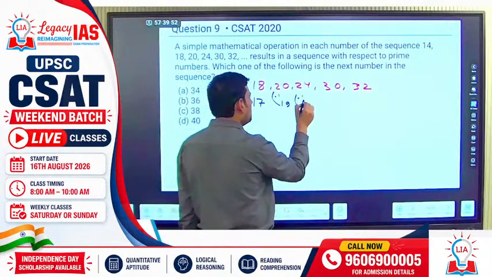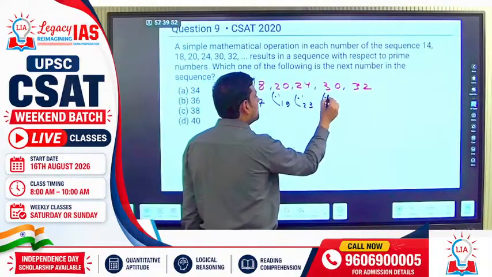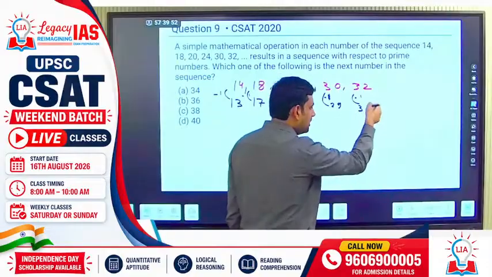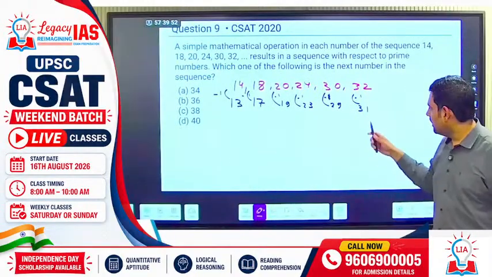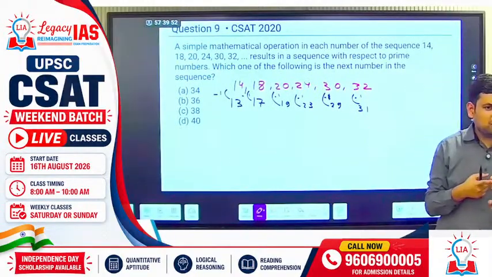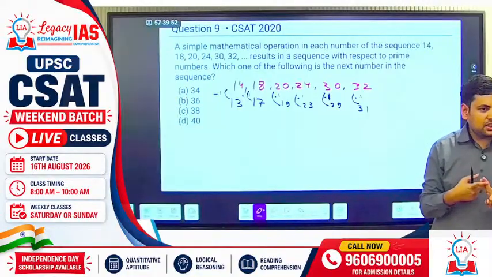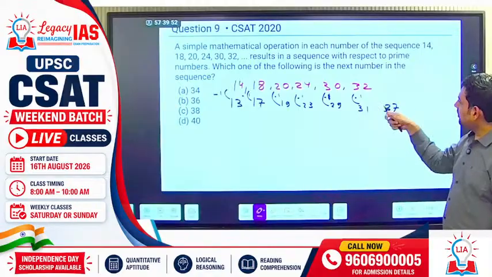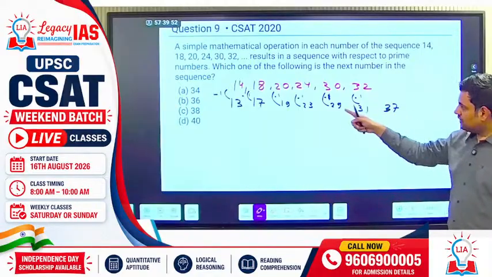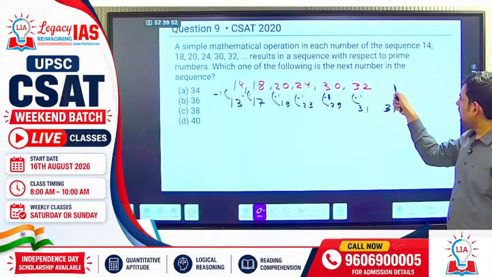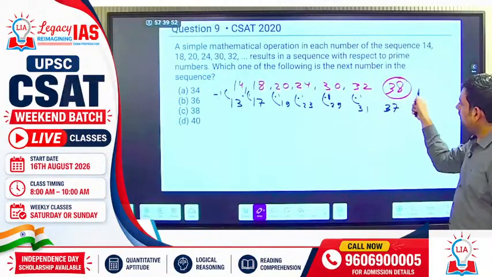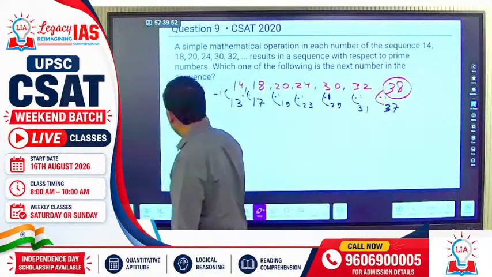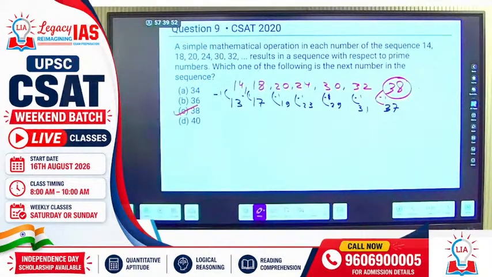So the same pattern follows. Minus 1 gives you 23. Minus 1 gives you 29. Minus 1 gives you 31. Next, what is the next prime number after 31? Is 33 prime? No. 35? No, 7 5s are 35. Next is 37. So what should be here? One more than this, one more than this, one more than this. 38 should be here, so that I can write 38 minus 1, 37. C becomes the answer.